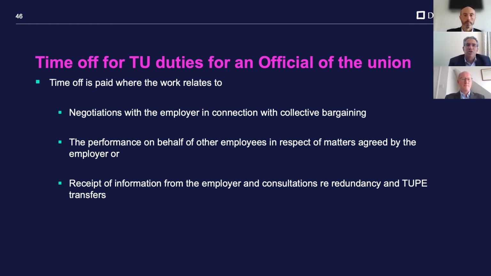Now, where we've got an individual who's an official, maybe of the trade union, maybe the local representative, they're entitled to time off with pay for trade union duties where the work relates to negotiations with the employer in connection with collective bargaining, the performance on behalf of other employees in respect of matters agreed by the employer, or the receipt of information from the employer and consultations regarding redundancy and TUPE transfers.